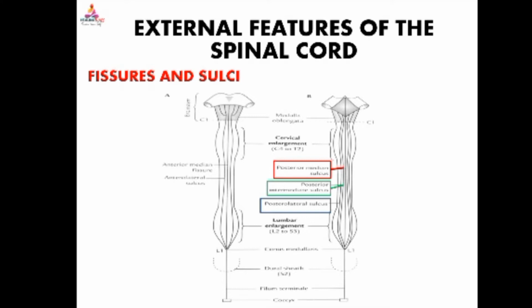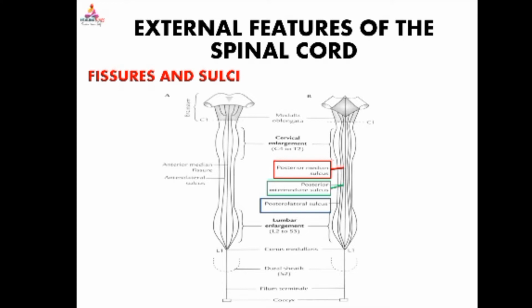The anterior median fissure is deep and extends along the entire length of cord. The anterior spinal artery runs in it. The posterior median sulcus is a faint longitudinal groove. From its floor, a septum of neuroglial tissue extends into the substance of the cord to a variable extent.